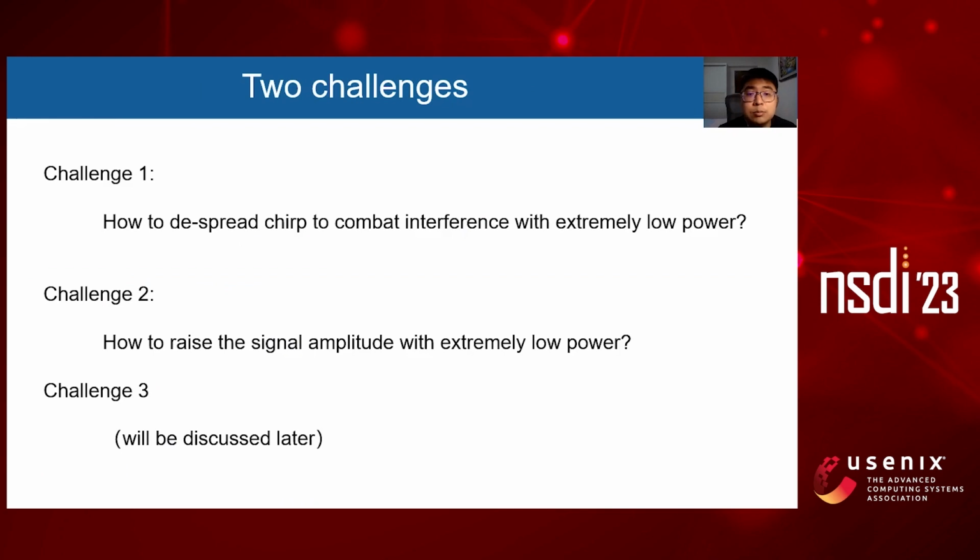So, the μMote design, at least, faces two challenges. The first challenge is how to de-spread chirp to combat interference with extremely low power. And the second challenge is how to raise the signal amplitude with extremely low power. By the way, the third challenge will be discussed later.